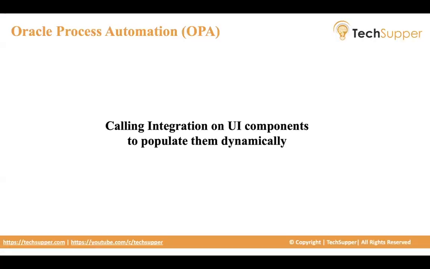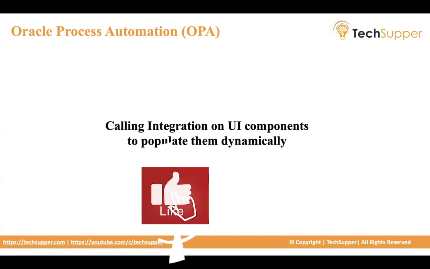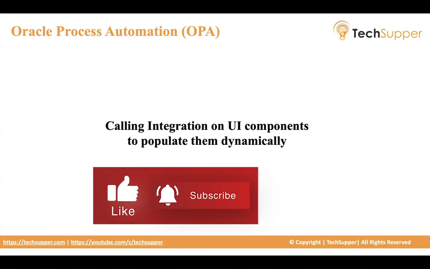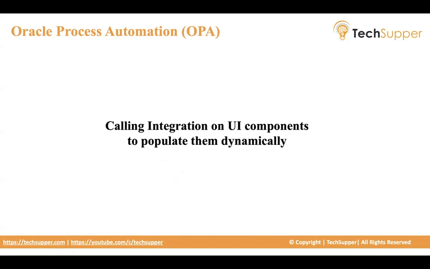In this video, we are going to look at how we call integration on UI components to populate them dynamically in process automation. The use case is you may have some UI components such as a drop-down, and that drop-down you want to populate from an external API or from the integration APIs that you have connected via connectors, so that your UI components can be populated dynamically, such as the leave type.